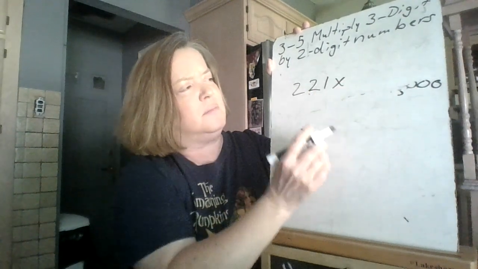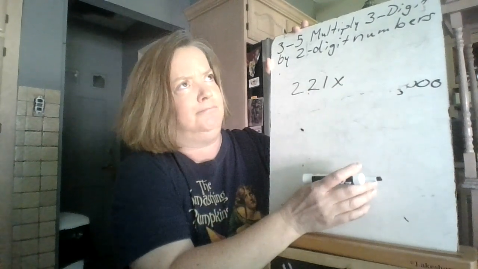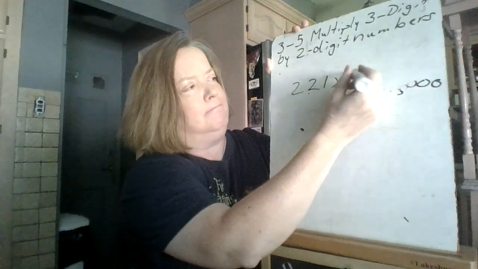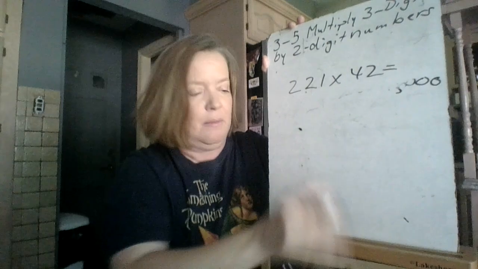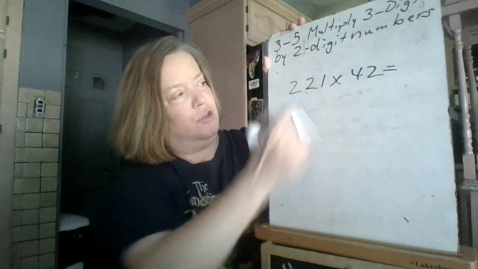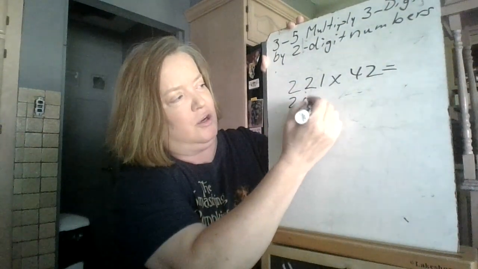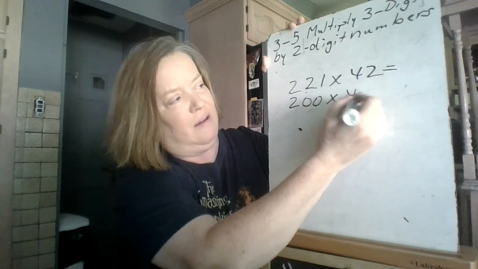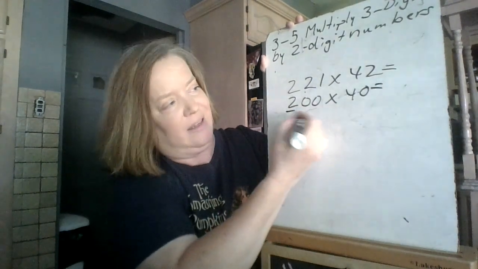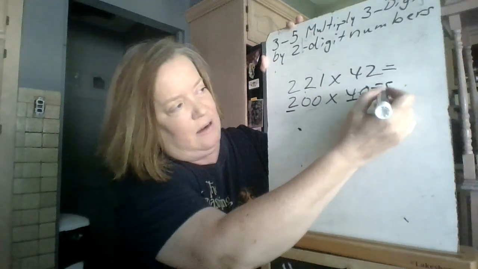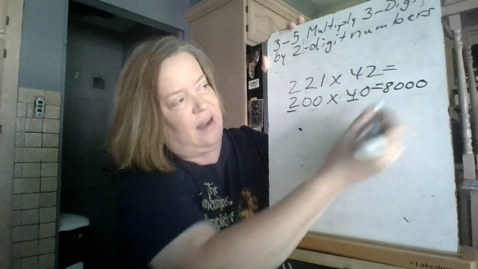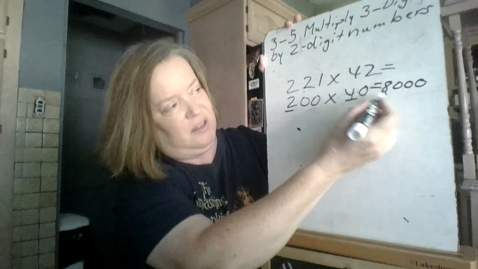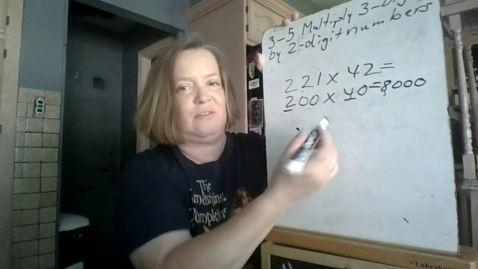221 times 42. Okay. Again, first I'm going to round these numbers. 221 would round down to 200. 42 would round to 40. So my estimate, 2 times 4 is 8. And I'm going to put 3 zeros behind the 8 in this product, because there's 3 zeros in my two factors here.